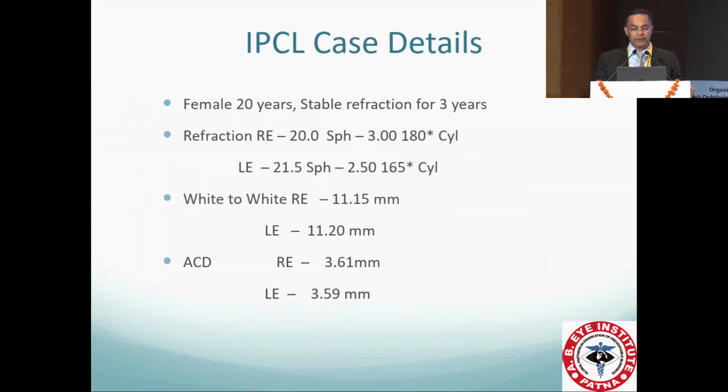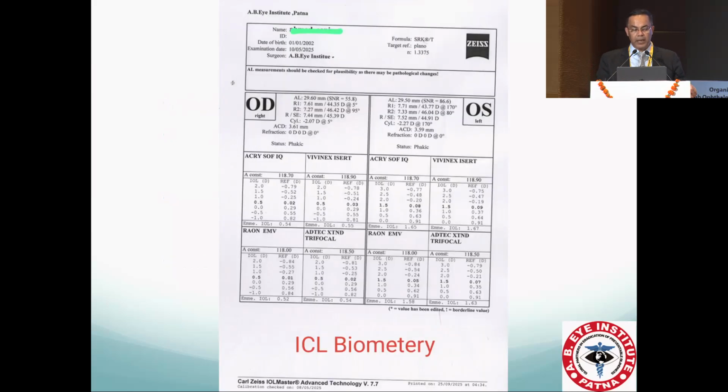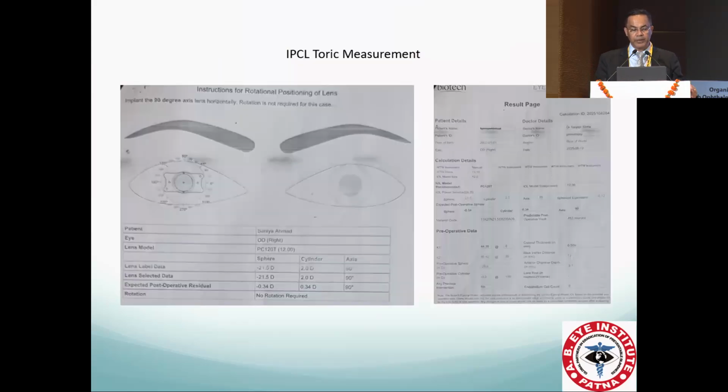So in this case, we have a 20-year-old female who had a stable refraction for 3 years. Her refraction was in the right eye minus 20 diopters, in the left eye minus 21 diopters, and her white to white was 11.15 millimeter in the right eye and 11.20 millimeter in the left eye, and her AC depth was adequate, anterior chamber depth 3.61 and 3.59. This is the biometry printout.